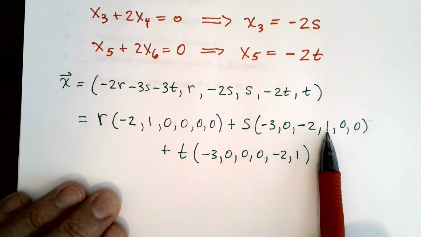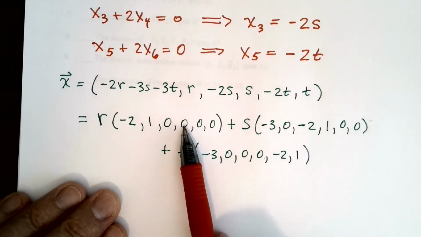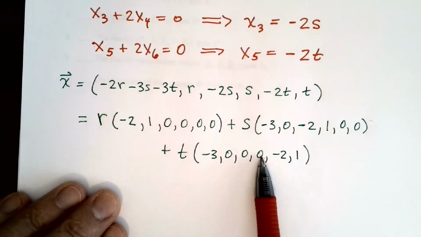Well, for one thing, look at that guy right there in the fourth position. It's a 1. Can I get a 1 by adding a multiple of this vector to this vector? No, not going to happen.